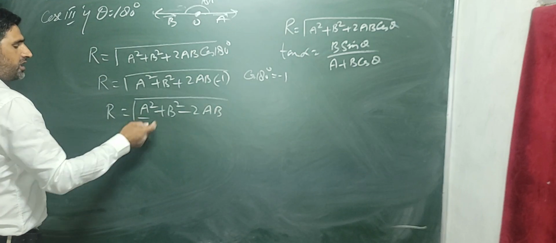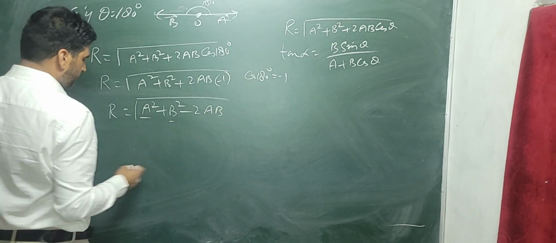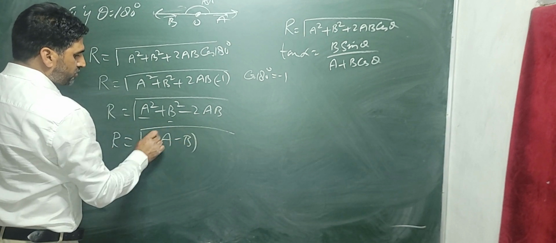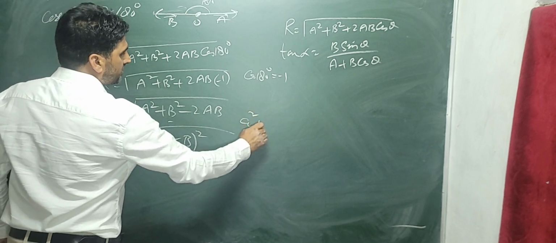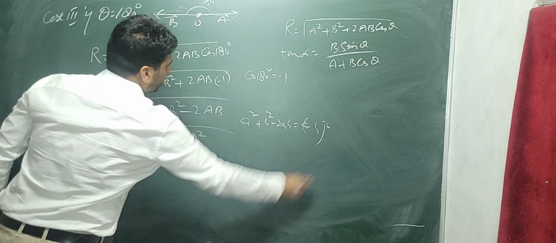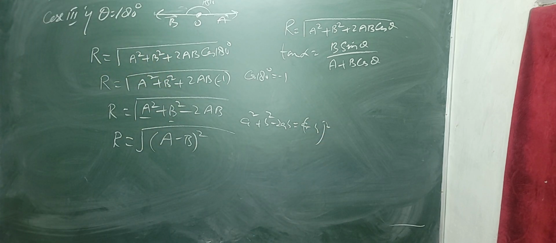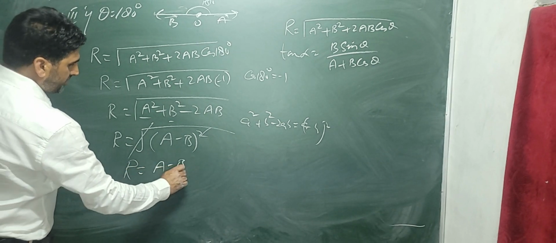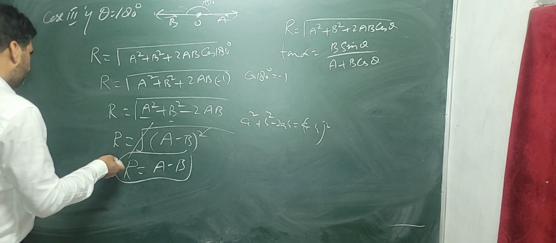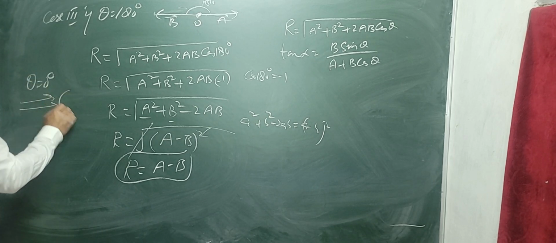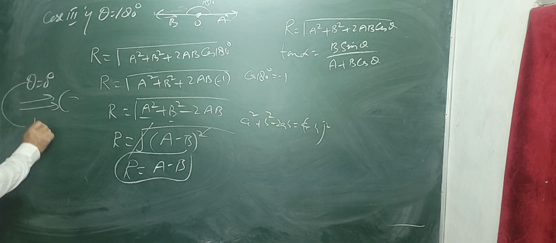You easily get the formula A square plus B square minus 2AB. So R is equal to under root of (A minus B) whole square, because you know A square plus B square minus 2AB is equal to (A minus B) whole square. The square root cancels, so R comes out to be A minus B. When theta was 0, you just add them algebraically. Now if theta is 180 degrees, subtract them algebraically.